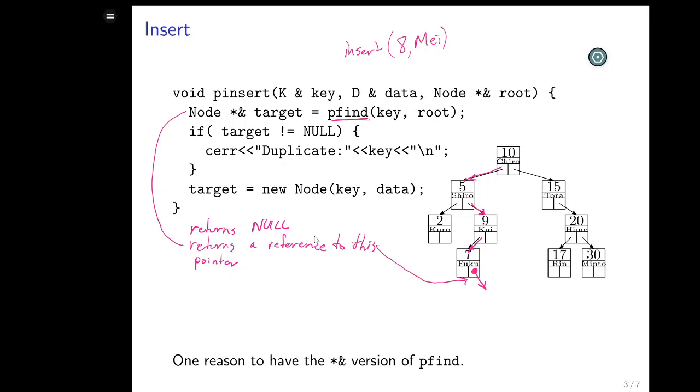new key value pair. And that's what happens, when we find out that it's a null, then we set target, which is this thing right here, this is the reference parameter that we're using to access that particular pointer within the structure. We set that pointer to be a new node, which contains the key value pair that we've inserted, 8 and 9.